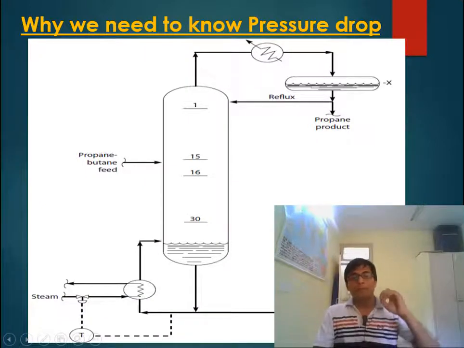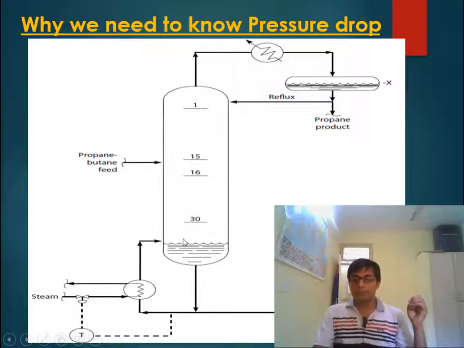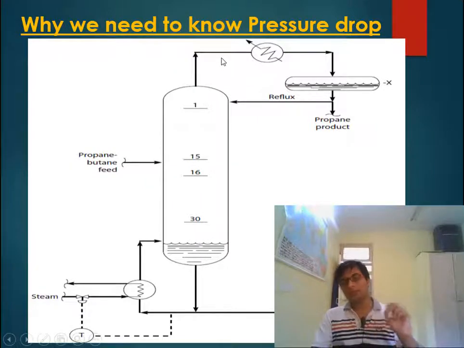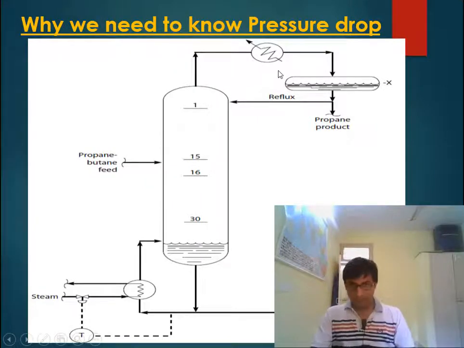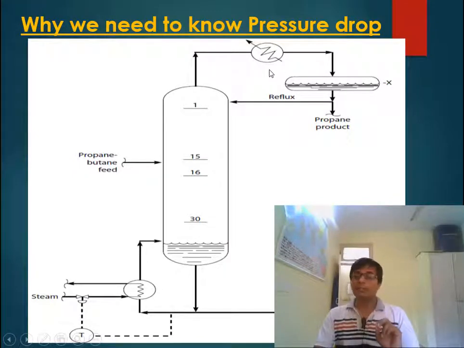What happens when vapor passes from the bottom of a tower or a column to the top of the tower is that its pressure reduces. The total reduction of the pressure is called the pressure drop of the tower. This we need to determine. Why? When we design any column, what happens?